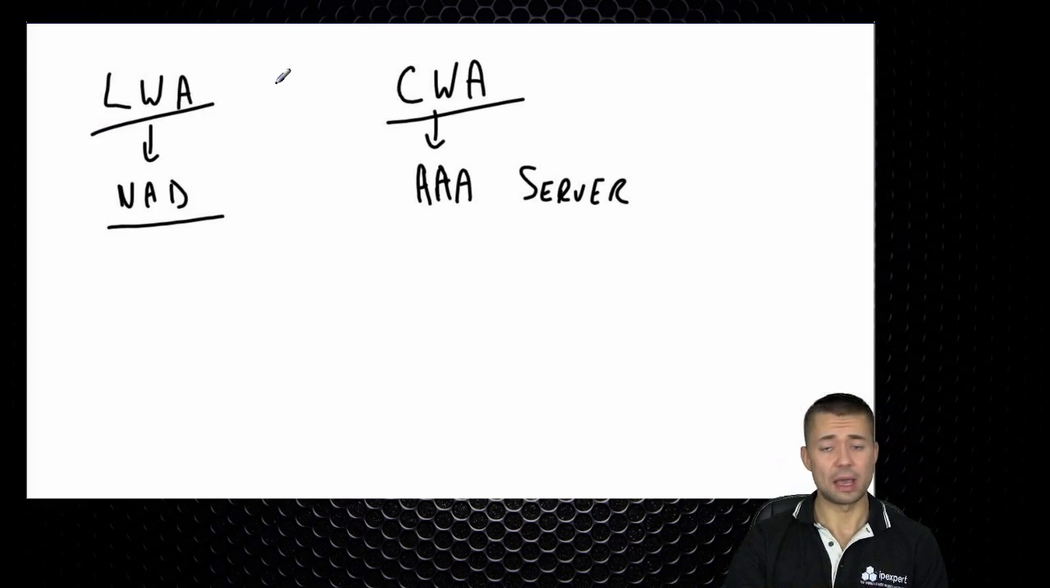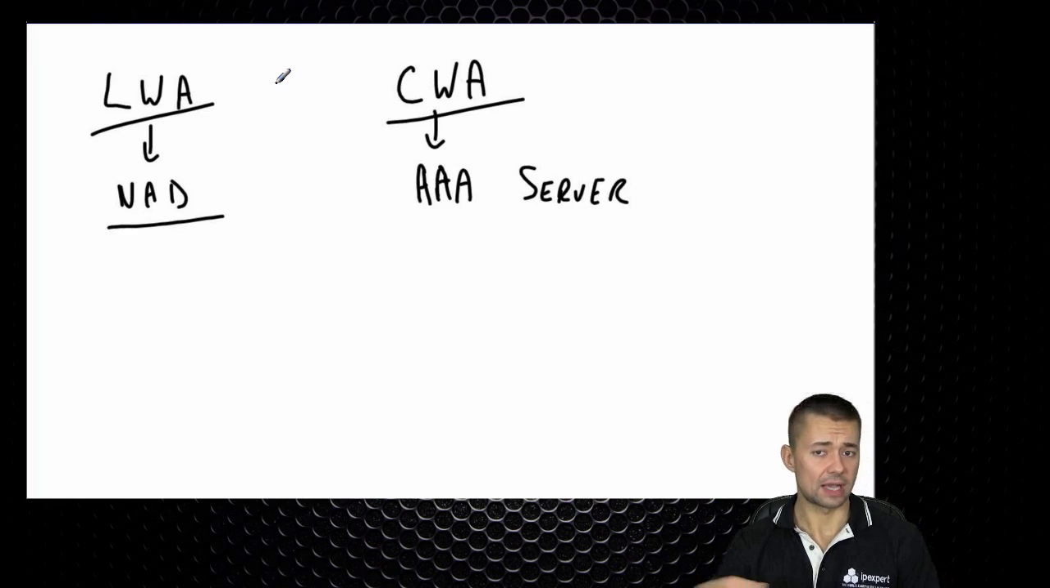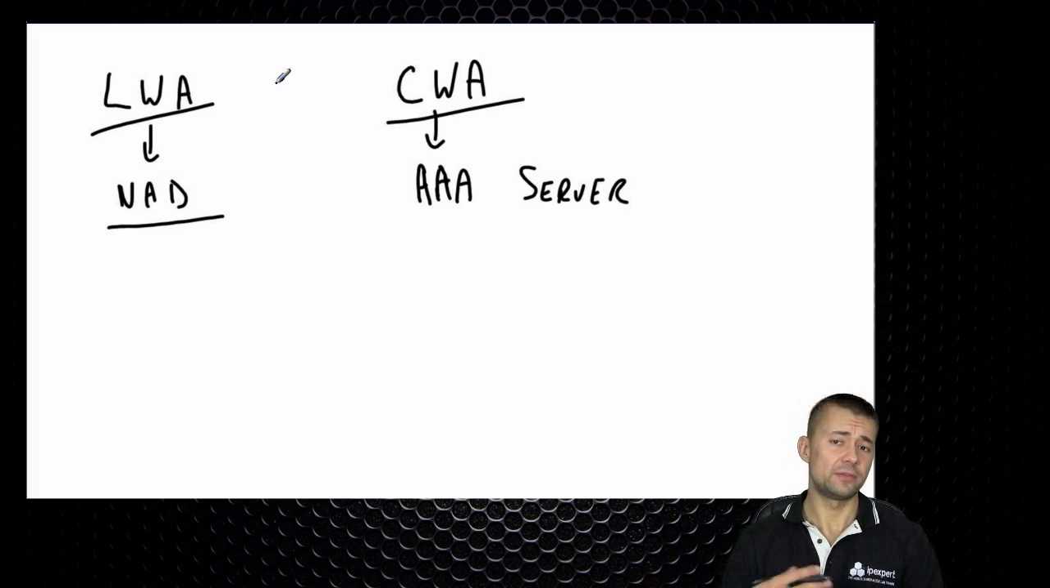With local web authentication, as we will see, most of the configuration is going to be done on the network access devices. So whenever you want to customize your website or make some modifications, you will have to modify the configuration on all your NADs, which is not scalable.